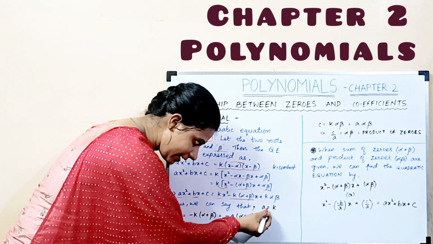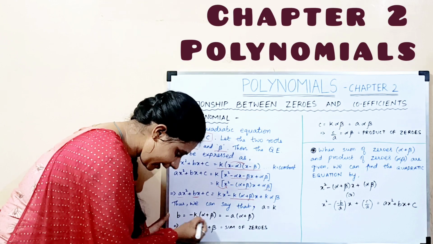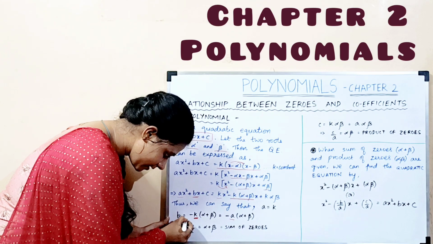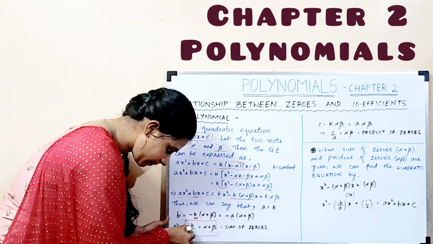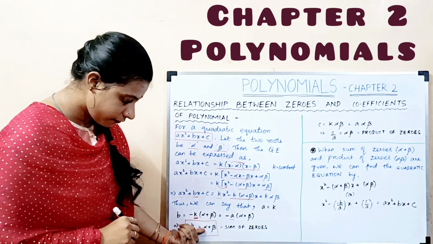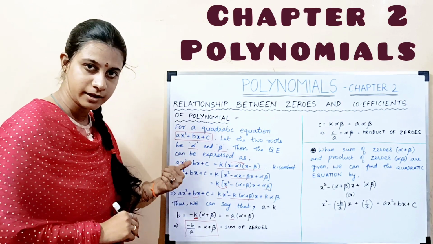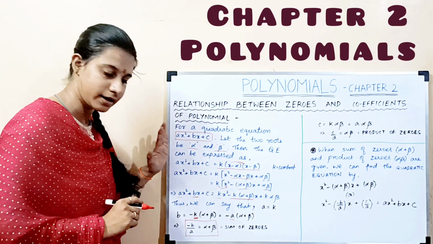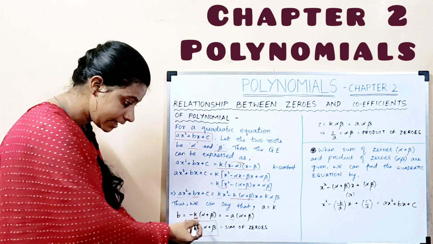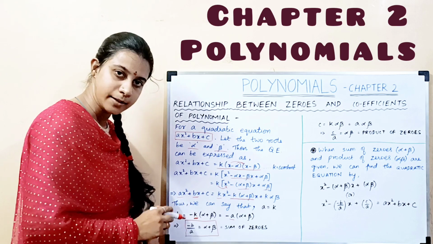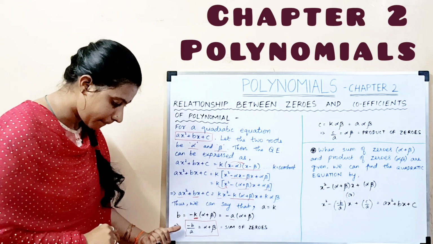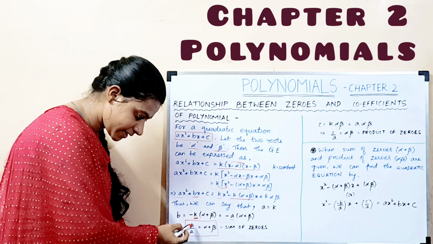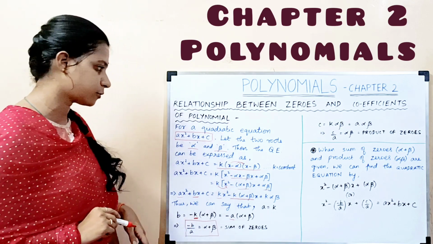Now we know that k is equal to a, so for k here we substitute a, and we get minus b by a is equal to alpha plus beta. Now alpha and beta are roots of this quadratic polynomial, so alpha plus beta is the sum of zeros of this quadratic polynomial. So we can say that the sum of the zeros of the quadratic polynomial is equal to minus b by a, that is, negative of the coefficient of x by coefficient of x square.